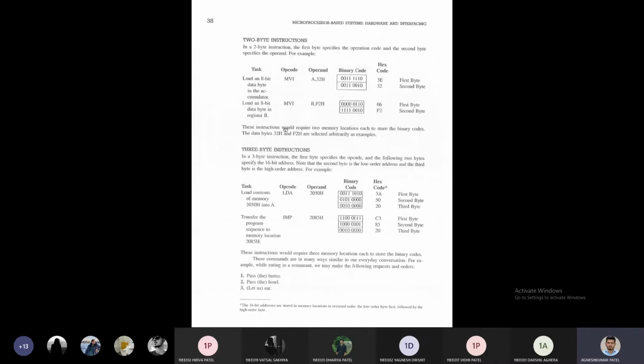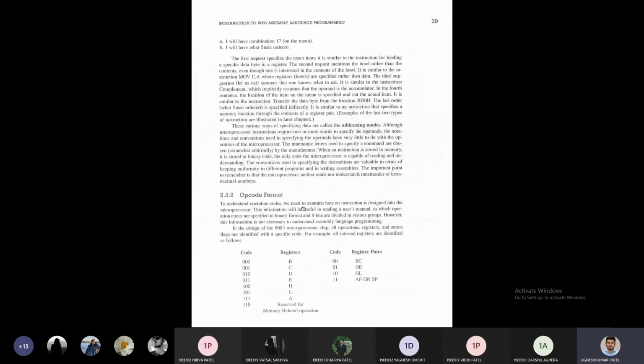So see, this is how books go. It does not explain what MVI is, but directly starts with the size of instructions. That's why I do not say to follow the book. This is the reason. Okay, then opcode format.